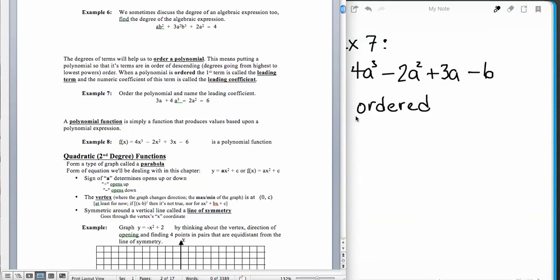Next is a polynomial function. A polynomial function is simply a function that produces values based upon a polynomial expression. So example 8, you see f of x is equal to 4x cubed minus 2x squared plus 3x minus 6. Well, that is nothing more than a polynomial function because you see the polynomial over here on the right, and when we put in values of x, it will produce dependent values based upon that polynomial, and that's what makes it a polynomial function. Next, we're going to talk about special polynomial functions and their pictures.